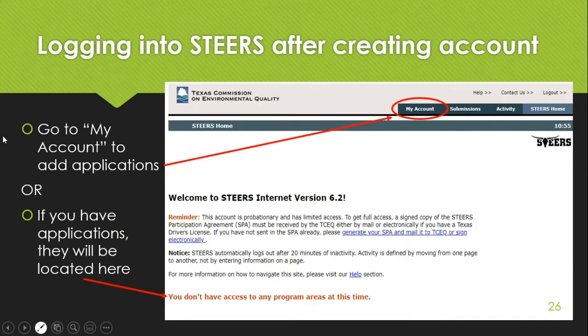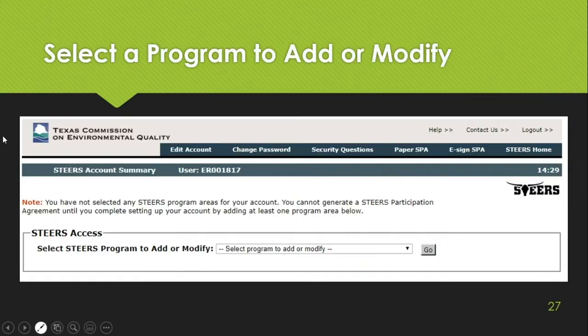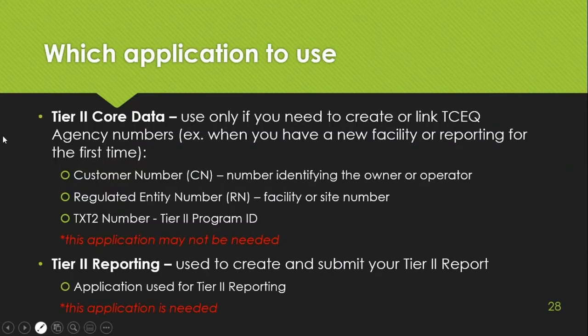So to add an application, you'll navigate to My Account. Under Steers Access, you'll see the Select Program to Add or Modify. And at this point, you'll need to decide which application you'll be needing. Again, there's a Tier 2 Core Data application that's used to create or link TCEQ agency numbers. So you have the customer number, which is a number identifying the owner or operator. You have the regulated entity number, which is a number specific to the facility or the site in question, and those are usually tied to specific addresses.